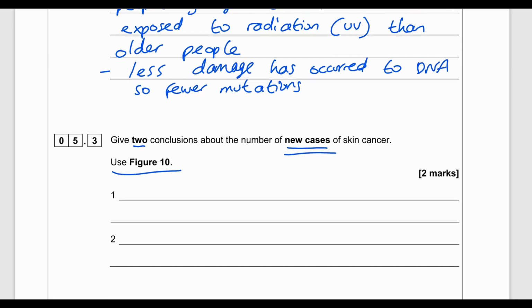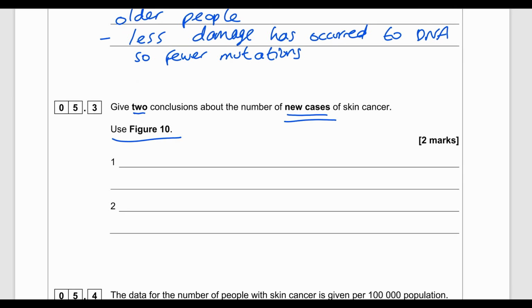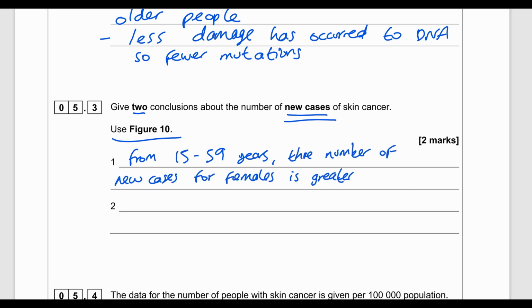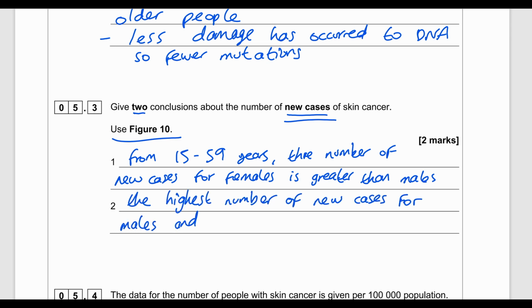So we can say first, from 15 to 59 years, the number of new cases for females is greater than males. And then our second conclusion can be that the highest number of new cases for males and females was from 65 to 69.